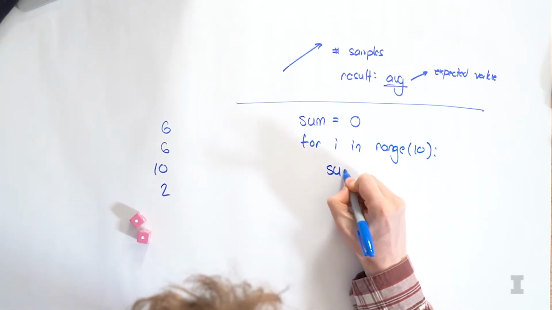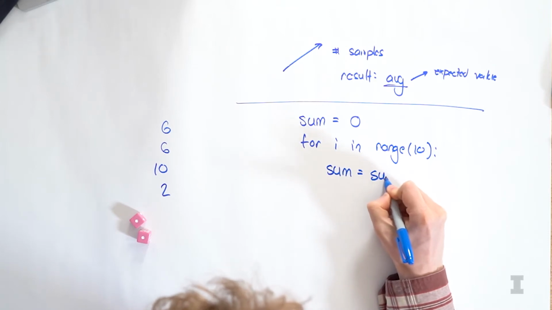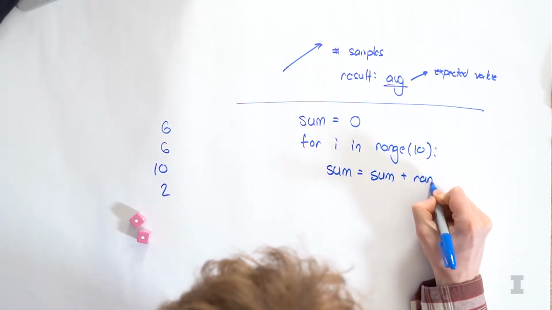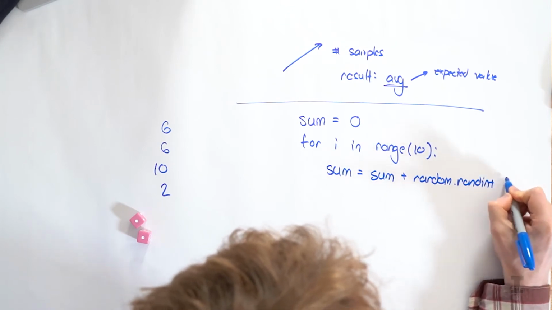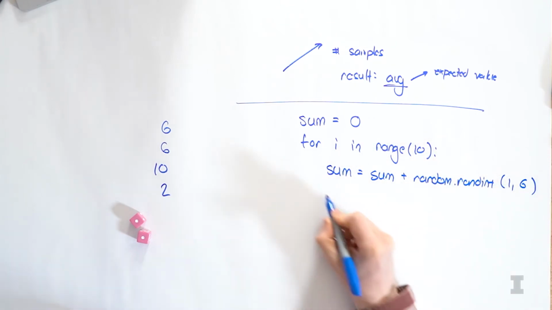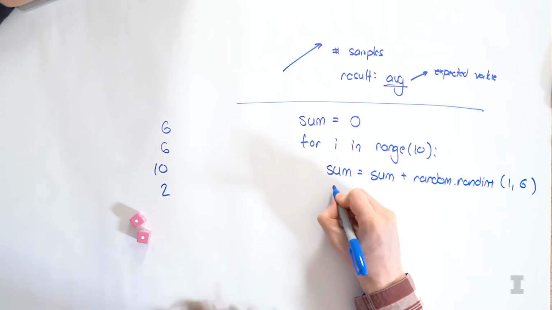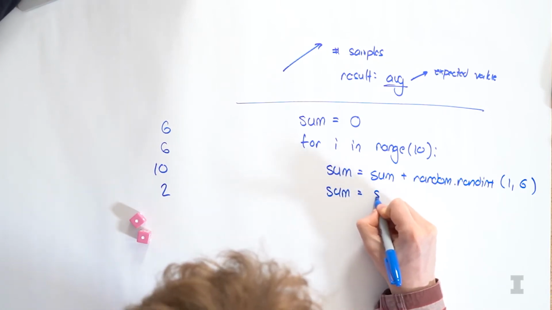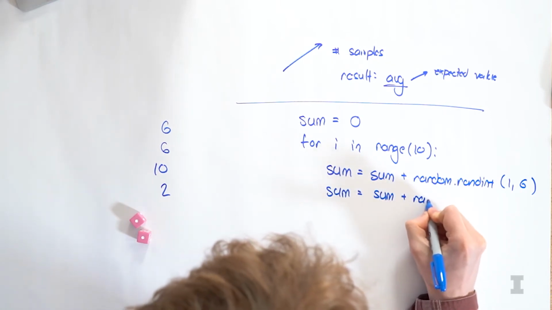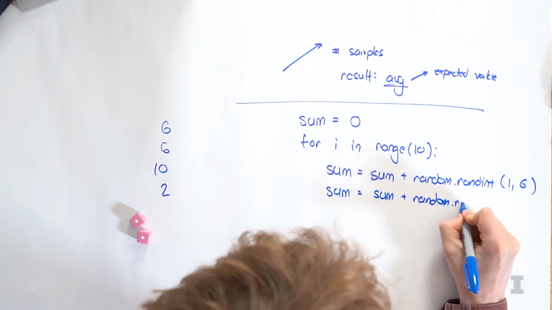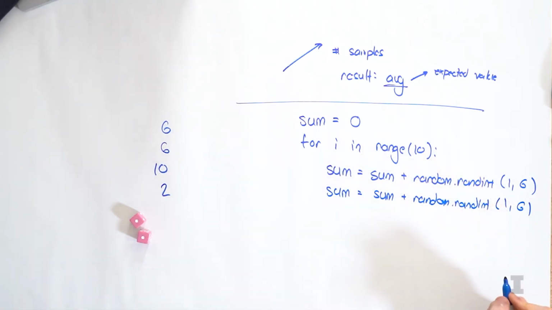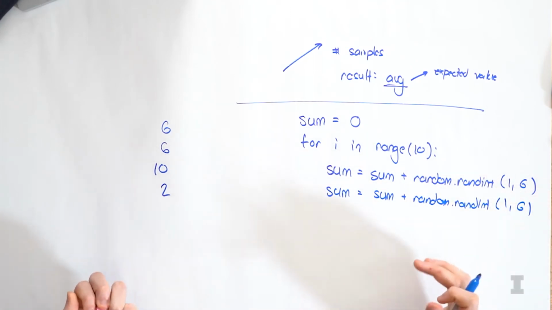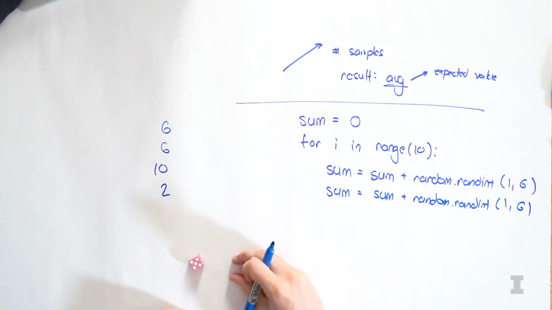So I'm going to say sum is equal to the old value of sum plus random.randint(1, 6). And then I'm going to repeat this line again and say sum is equal to sum plus random.randint(1, 6). What I've done here is basically rolled 2 different dice, and I'm keeping track of the sum of these dice.